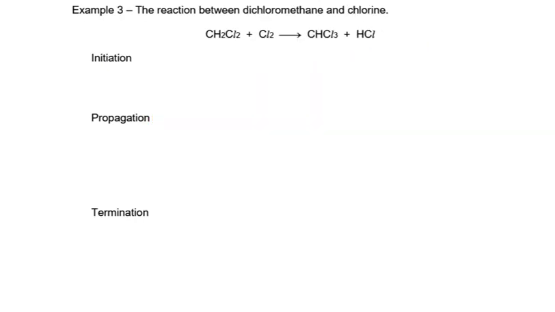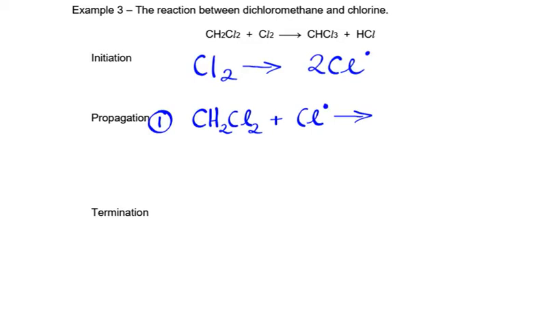This next mechanism will show the steps to add a further chlorine atom to something which has already been halogenated. The initiation stage we're quite used to now, so this is just the breaking of the bond, making two chlorine radicals. In the first of the propagation steps, our dichloromethane is attacked by a chlorine radical. Remember, the chlorine radical wants to take an electron from this molecule, and the easiest way it can do it is to drag a hydrogen along with its electron away.